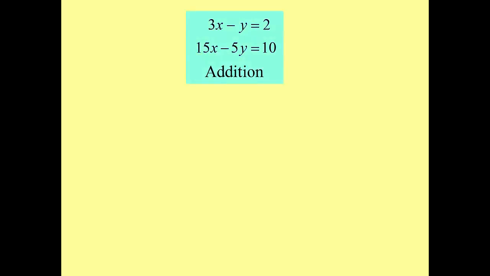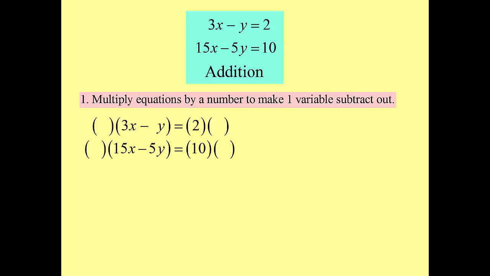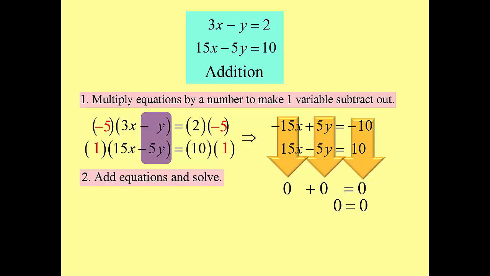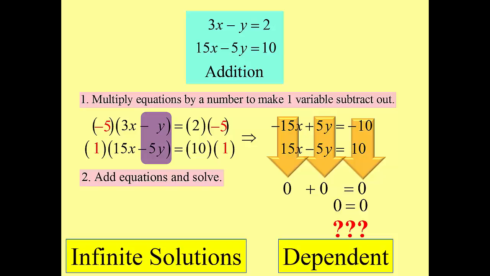Following all the regular steps for the addition method, if we multiply the top one by 5, -5, and the bottom one by 1, the x's will subtract out, the y's will subtract out, and look at this. The numbers also subtract out. Now this sentence says 0 equals 0, which is always true, meaning there are tons of solutions. There's a lot of things that will work in this system.